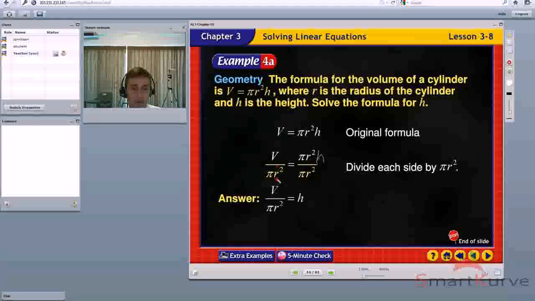So we have V divided by pi r squared equals pi r squared h divided by pi r squared. Cancel out the pi r squared, and we are left with V divided by pi r squared equals h. That is our new equation.